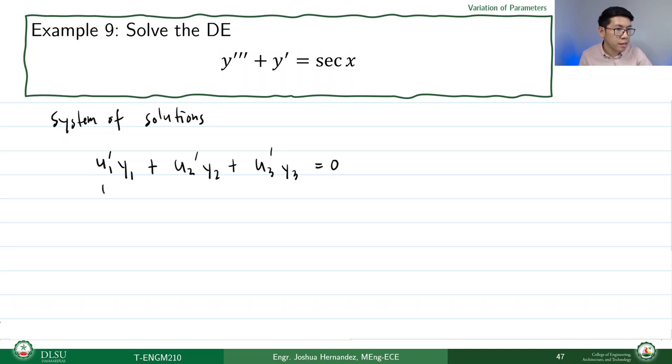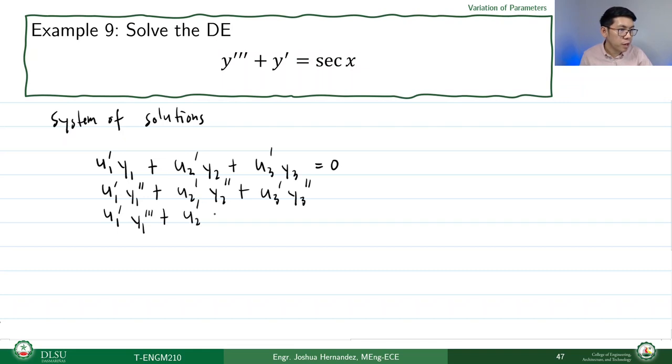And then yung second is u sub 1 prime y sub 1 double prime plus u sub 2 prime y sub 2 double prime plus u sub 3 prime y sub 3 double prime. And then finally, u sub 1 prime y sub 1 triple prime plus u sub 2 prime y sub 2 triple prime plus u sub 3 prime y sub 3 triple prime. This is equivalent to 0, and then this is equivalent to yung ating f of x.